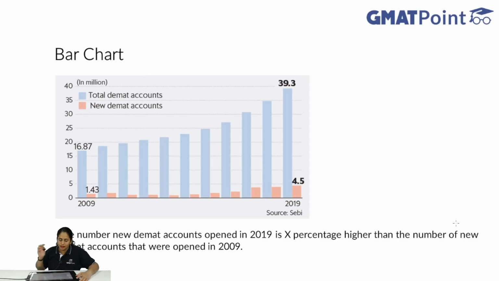So this is a bar chart in front of you. What is a bar chart essentially? Each bar represents a value. So for example, I can convert this into a table.